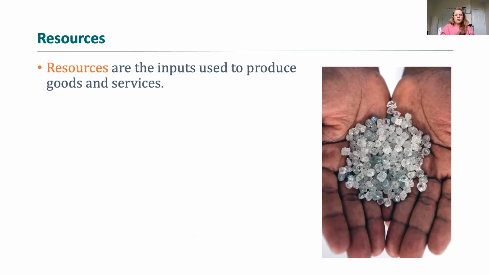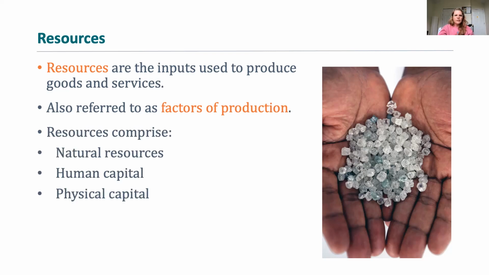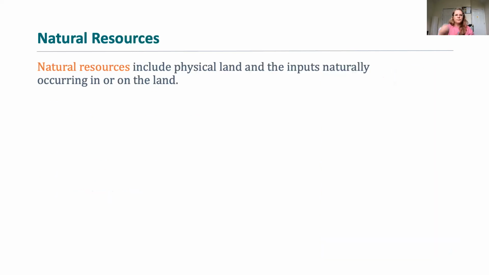When we think of resources, we want to think not only of production resources that are in the form of natural or human capital, but also physical capital. So each of these factors is going to be broken down in the upcoming slides. These are all considered categories that are factors of production. So again, we're looking at natural, human, and physical capital.